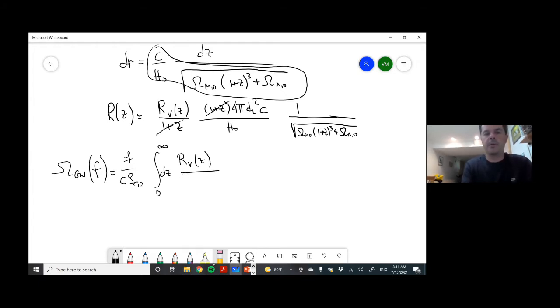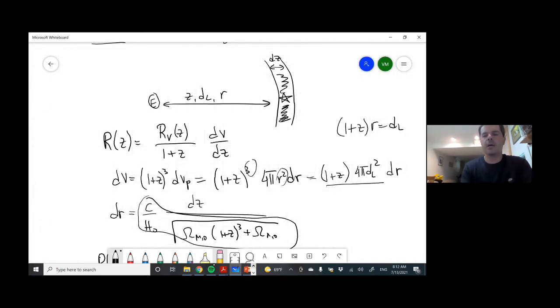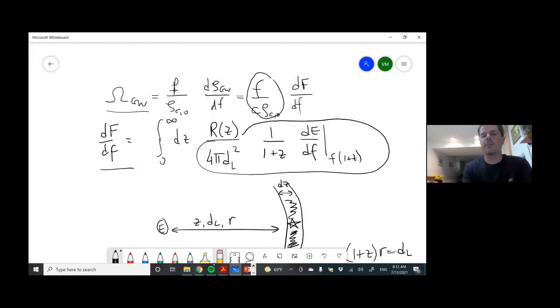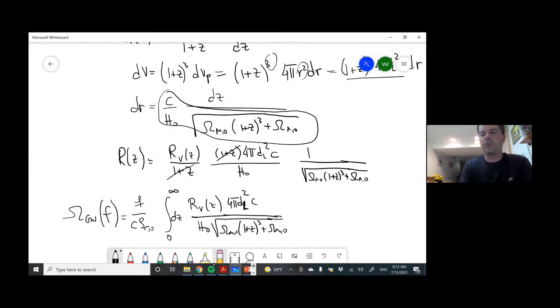Okay, so we have another H0 here. We have 4 pi d_L squared times c. We have a square root of omega matter times (1 plus z) cubed plus omega lambda. Okay, so that's the part coming from r of z. And then we have the rest, which is this part here. So we have another factor of 1 over 4 pi d_L squared. We have a factor of 1 over 1 plus z, and we have the dE/df evaluated at 1 plus z times f.